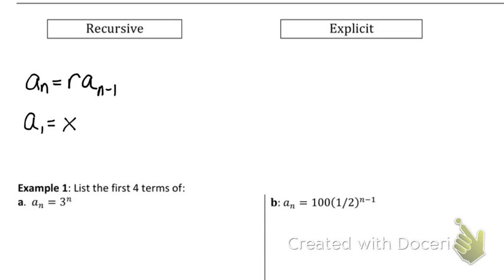All right, our explicit formula. That's just going to be a sub n equals our starting term times our ratio to the n minus 1.